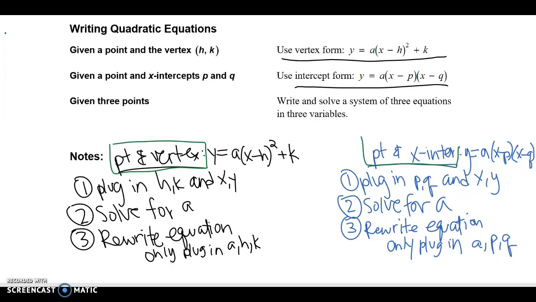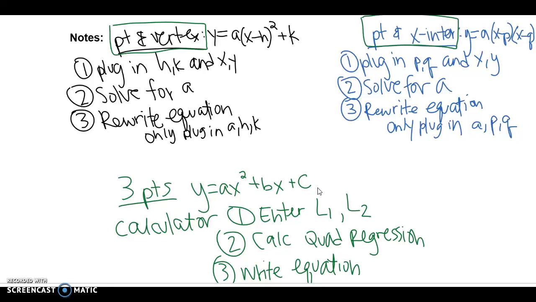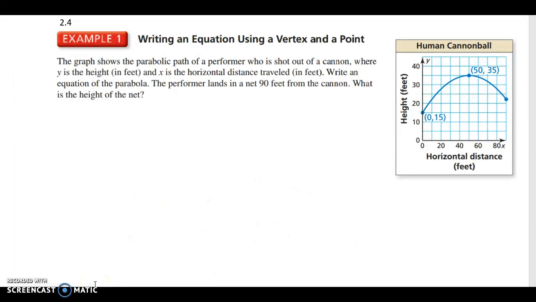When you're given a point and x-intercept form, or the x-intercepts, these are the steps you will follow in blue. And then when you're given 3 points, you will use quadratic regression in your calculator. Copy these down. Now take a look at example 1 in your notes packet.